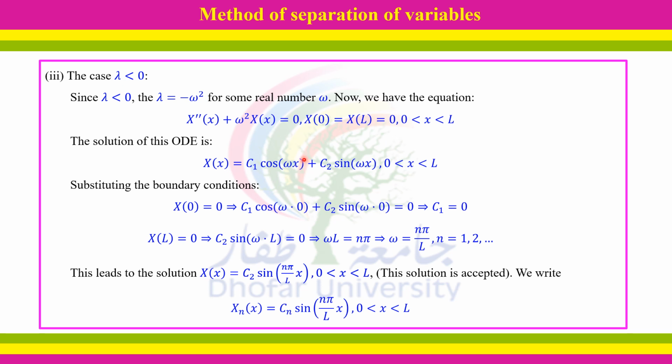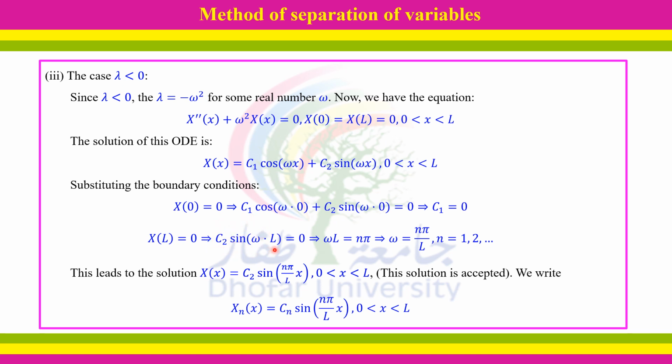And that means this X of x is just c2 times sine omega x. Now we substitute the second boundary condition at L. So X of L equals 0. That means c2 sine omega L equals 0. And this time, because we do not have any more options, c2 must not be 0.